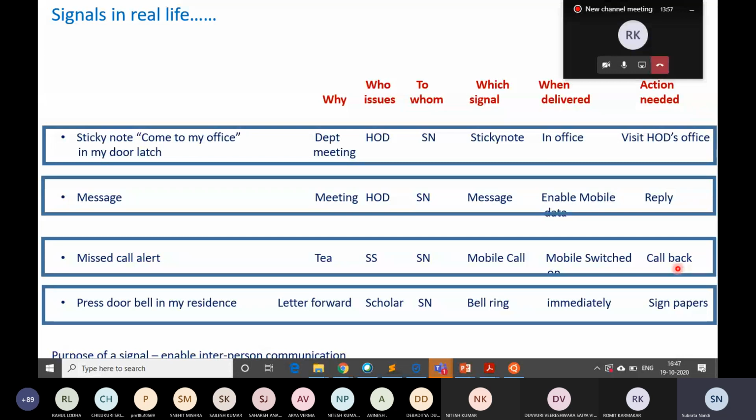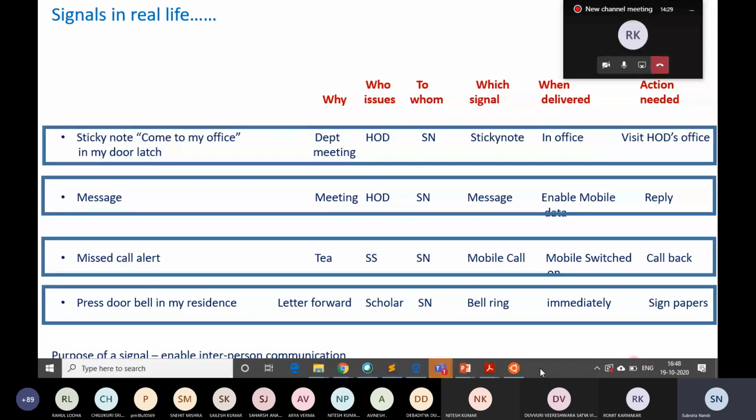Or it may be that my scholar comes for forwarding a letter and he presses the doorbell. In this case the issuer is the scholar, again intended for me. The type of the signal is ringing the bell. When it is delivered, in this case it is immediately delivered because I am in my residence, and the action needed is that I sign the papers that he came with.